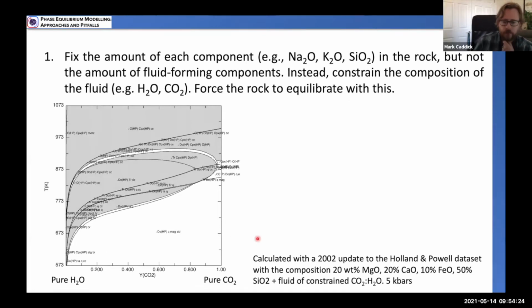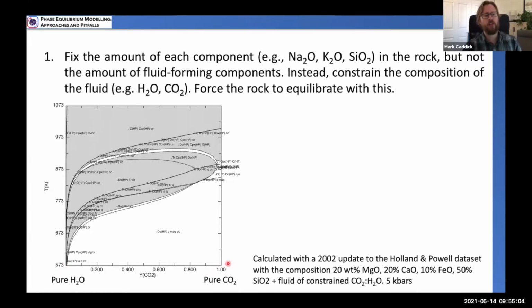Method number one would typically be to fix the composition of the, if you like, the solid portion of the rock, the sodium, potassium, silicon, aluminum. So fix the ratios of those, but not the amount of the fluid-forming components. And then make an assumption that that rock is in equilibrium with a fluid of known composition. So you force the rock into equilibrium, assuming that fluid is present. And in this diagram here, we show a fluid, which is pure water on the left, pure carbon dioxide on the right, and can mix anywhere between the two.